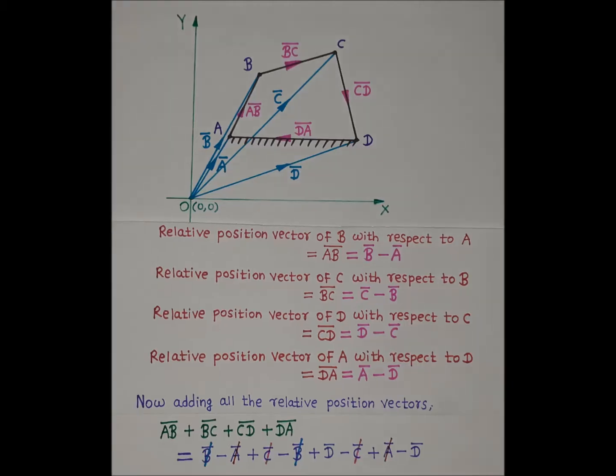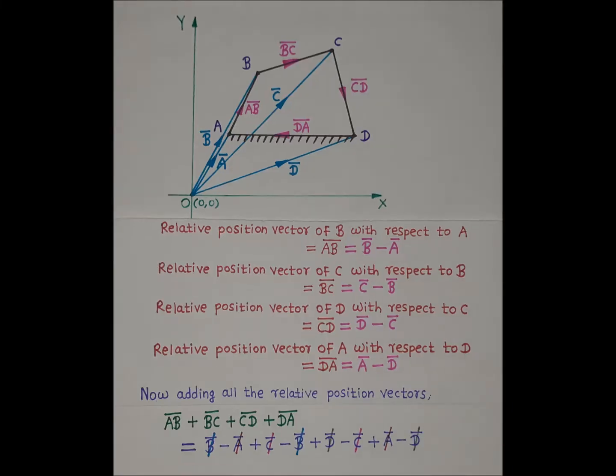Okay. Here there are two C bars. One is having a positive sign, another one is having negative sign. So that C bar will be also cancelled. Okay. And there is D bar. One D bar is having positive sign and another D bar is having negative sign. So it will be cancelled. Okay. So what is remained? What we have done, we have added all relative position vectors. Okay. And what we have obtained is there is nothing, means nothing is left.